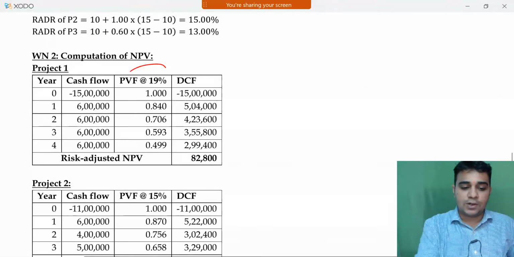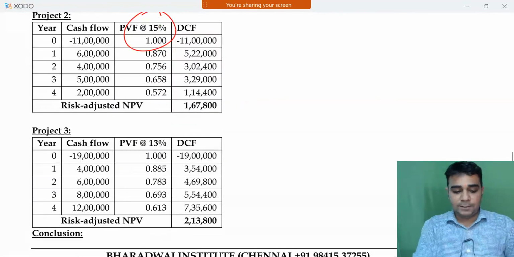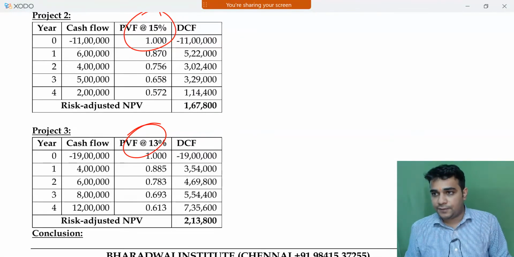So this is discounted at 19%. Second project is at 15%. Third project is at 13%. You are going to use different discount rates for different projects.